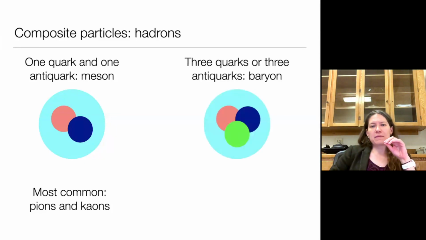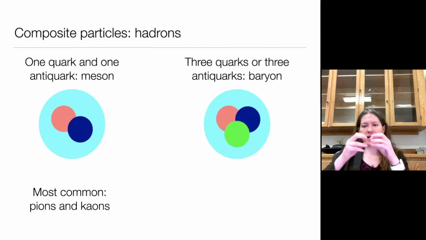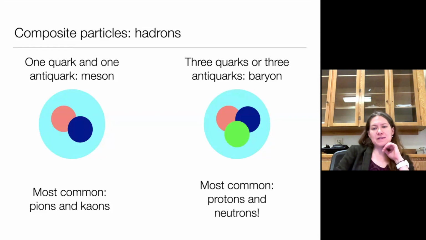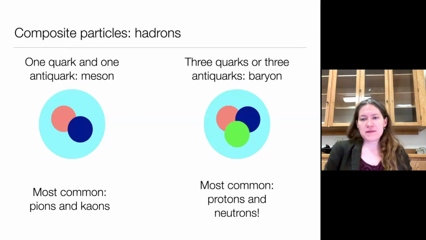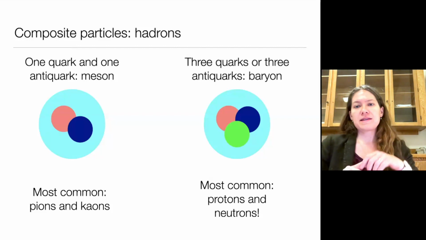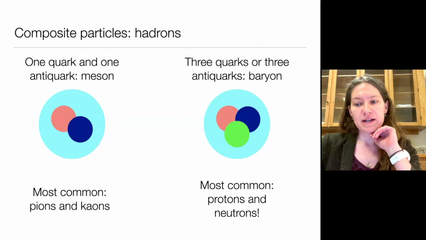The other way you can make a stable particle out of quarks is by putting three quarks or three antiquarks together, and then they make a nice little stable ball called a baryon. And the most common baryons are protons and neutrons. So the nuclei of everything we see around us is actually these. It's these collections of quarks stuck together as baryons.